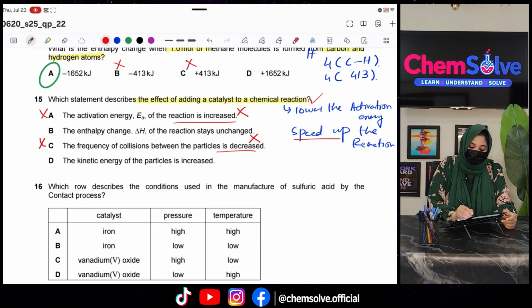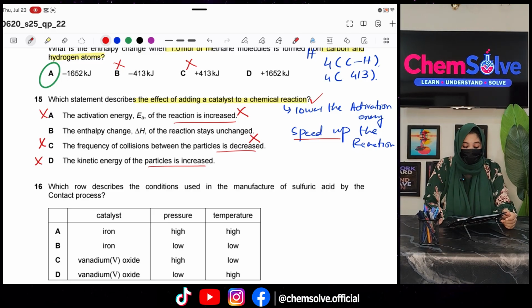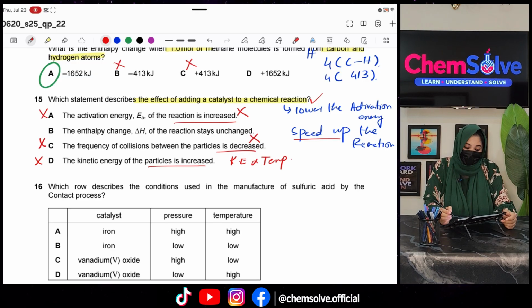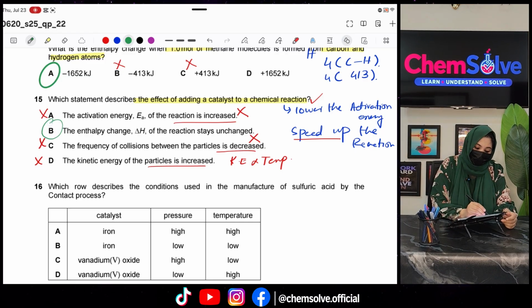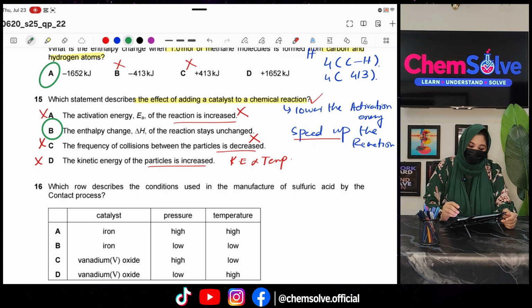The kinetic energy of the particles would increase. No, it has nothing to do with the kinetic energy, because kinetic energy is related to the temperature. So it is not concerned with the kinetic energy. According to this discussion, the correct option is option B.